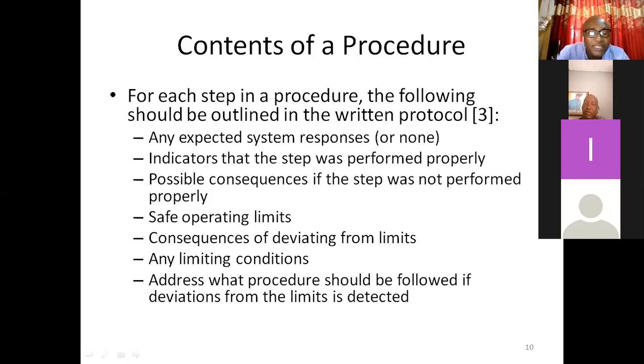So, safe operating limit. What is the operating limit of that device? Some procedures will put it: you can't speed more than this, you can't go more than this. The boiler cannot go more than 100 degrees centigrade. All these things are put in the procedure for safety.